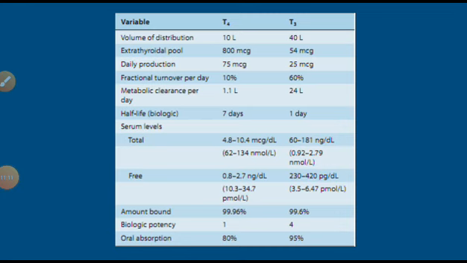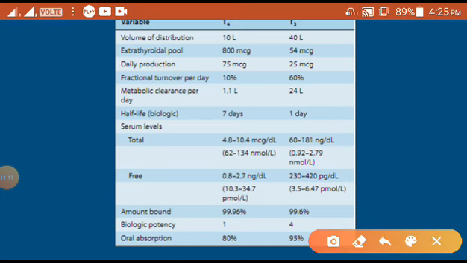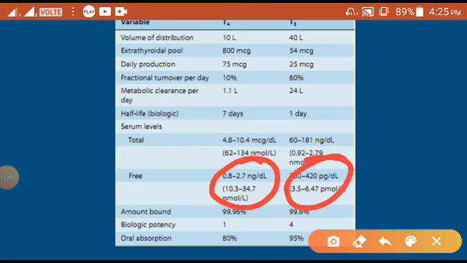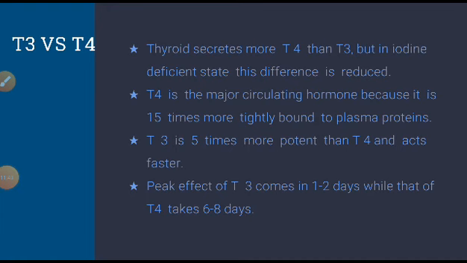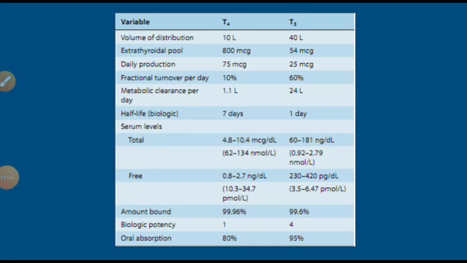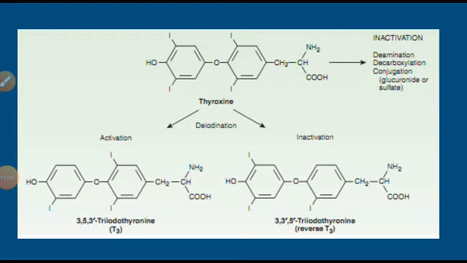Another very important point to see is the free amount of T4 and free amount of T3, right? You can see it is only 0.2 to 2.7 while it is 230 to 420. So it is a huge difference, meaning T4 is more present in the bound form and T3 is more present in the free form. These are very important points for the pharmacokinetics of these hormones. Before going into this, I will tell you some more points here.